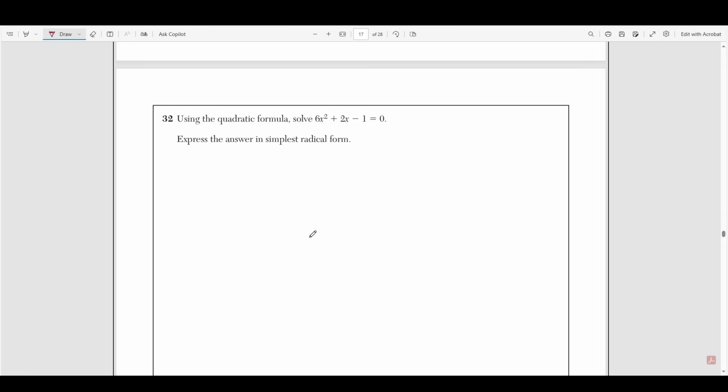Number 32 asks us, using the quadratic formula, solve 6x squared plus 2x minus 1 is equal to 0.